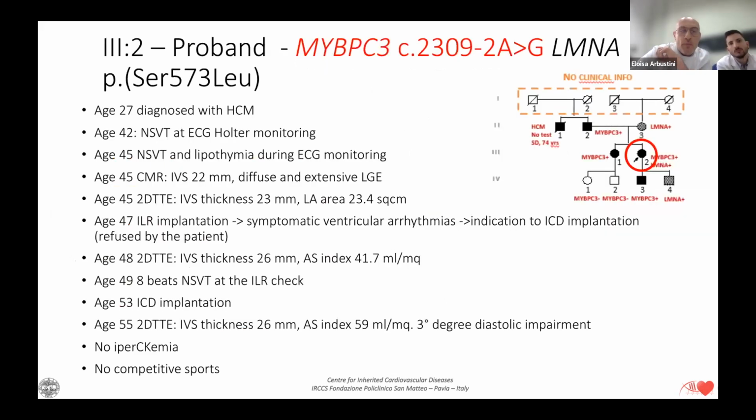Our proband was diagnosed with hypertrophic cardiomyopathy at the age of 27, and her phenotype is characterized by non-sustained ventricular tachycardia since the age of 42. In the next 10 years of follow-up, she continued to show an arrhythmic phenotype with symptomatic ventricular arrhythmias that led in the end to the ICD implantation at the age of 53. She did not show any hypercyclemia, and she did not perform competitive sports.